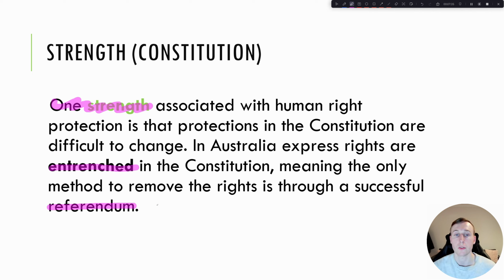If you wanted to take this point a little bit further, you could mention that we have 5 express rights, mention a specific one, like the trial by jury right or the freedom of religion right, for example, and explain how it's so protected because of this process here. A really good point you can add in is always talking about this referendum process, and that requirement of having 4 out of 6 states and a majority of Australians is really hard to achieve. So therefore it's very, very protected.